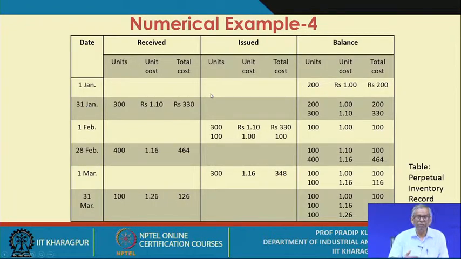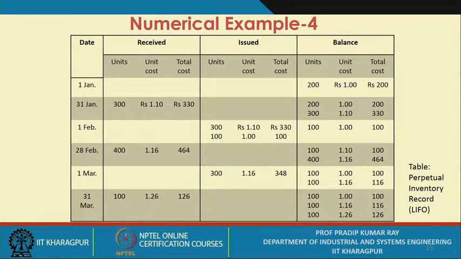So here again you have all these details. This is the balance amount. On the 1st of January, then the 31st of January, you have these receipts. So you calculate the total balance, and the latest value you consider is 1.10, along with the 200. Then on 1st February you have some issued amount.